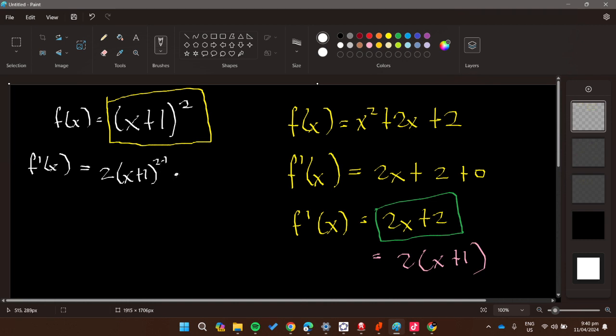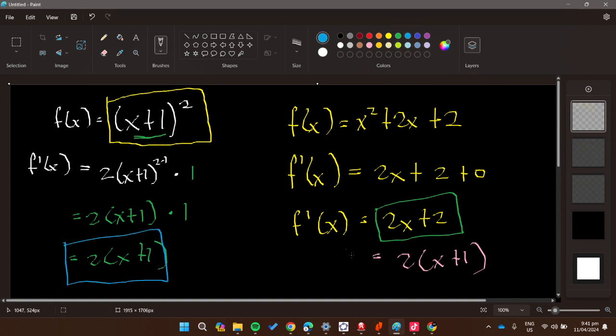And then times, multiply the inner derivative. What will be the derivative of x plus 1? That is just 1. Alright? So meaning to say, if you're going to simplify, this is just 2 times the quantity x plus 1 times 1, or simply 2 times the quantity x plus 1. And again, if you can see, this one and this one are the same. Alright?